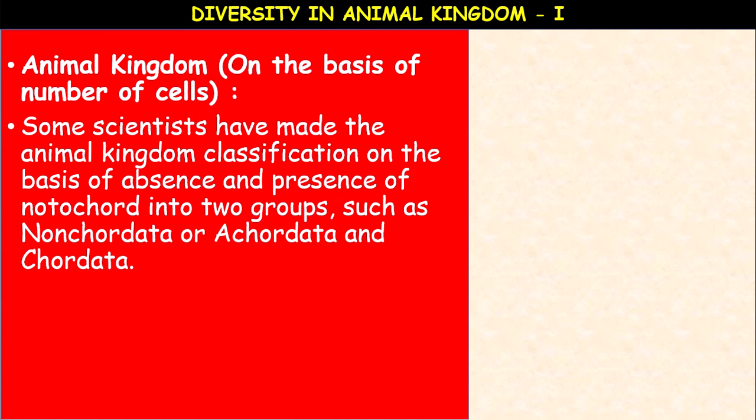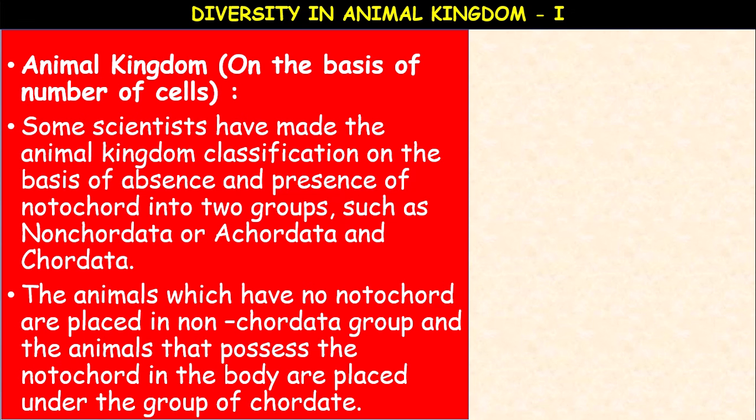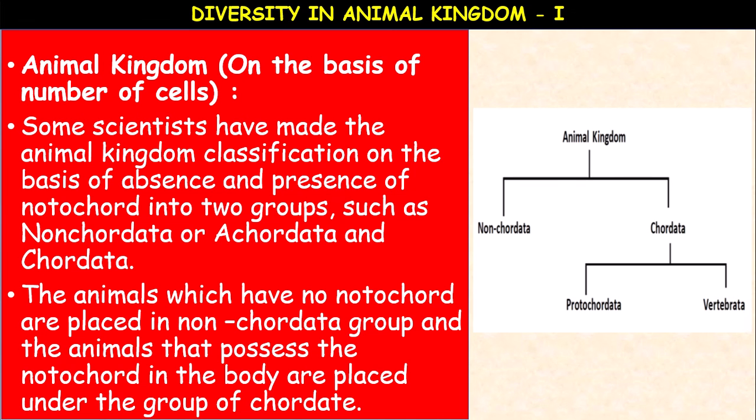Some scientists have made the animal kingdom classification on the basis of absence and presence of notochord into two groups, such as non-chordata and chordata. Non-chordata is also called achordata. The animals which have no notochord are called non-chordata group, and the animals that possess the notochord in the body are placed under the group chordata. Okay. This is another type of classification.